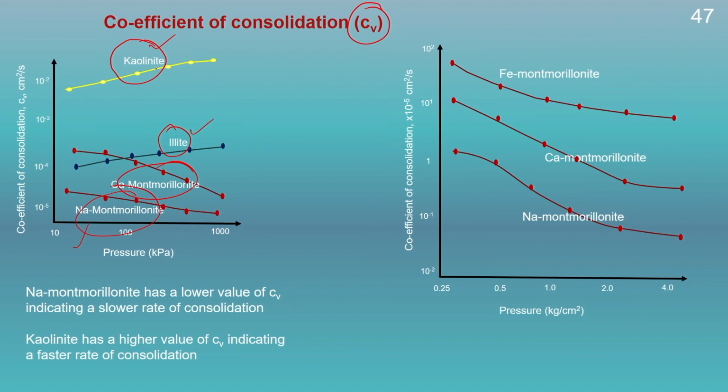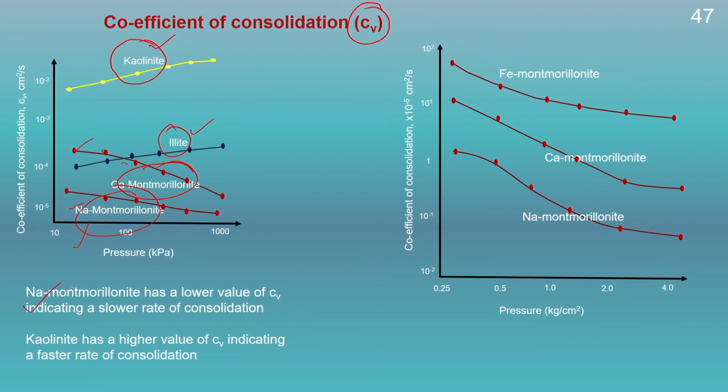The higher value of coefficient of consolidation for kaolinite will indicate a faster rate of consolidation for any pressure. Similarly, if we compare sodium montmorillonite and calcium montmorillonite, we can see the calcium montmorillonite will have a higher value of coefficient of consolidation in comparison to the sodium montmorillonite, and that indicates the calcium montmorillonite will consolidate faster in comparison to the sodium montmorillonite.